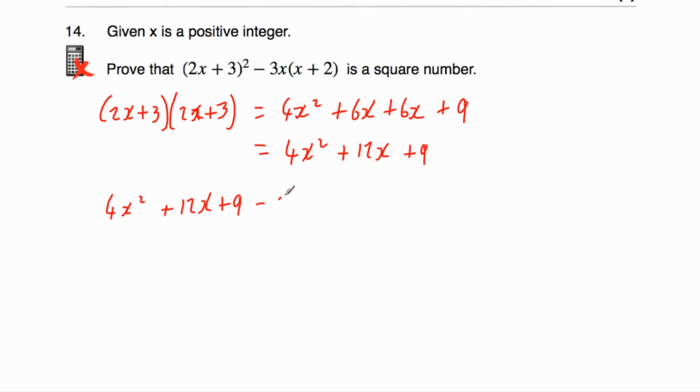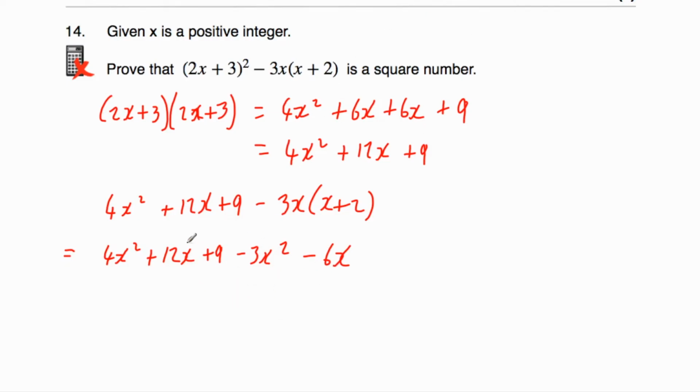Now we're going to take away 3x bracket x plus 2. So let's expand this and see what we get. So we've got our 4x squared plus 12x plus 9. Now we're going to do minus 3x times x. Well, minus 3x times x would be minus 3x squared. And then we've got minus 3x times 2. Well, a negative times a positive is a negative, and 3x times 2 is 6x. So that gives us 4x squared plus 12x plus 9, take away 3x squared, take away 6x.